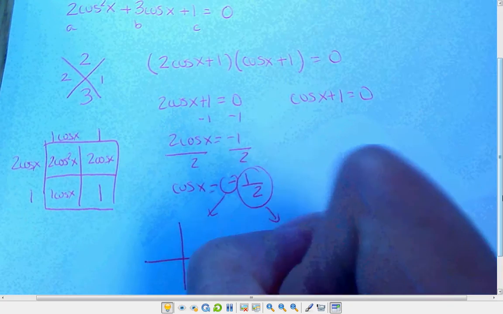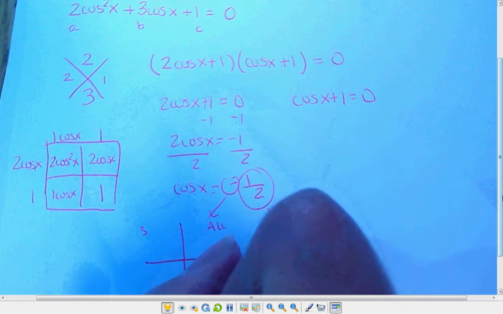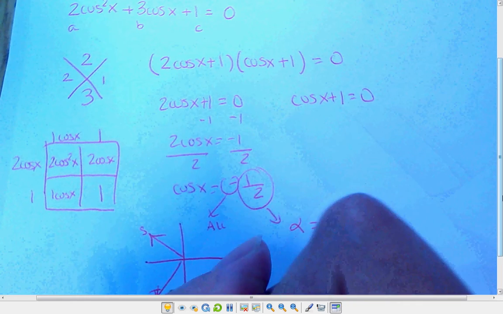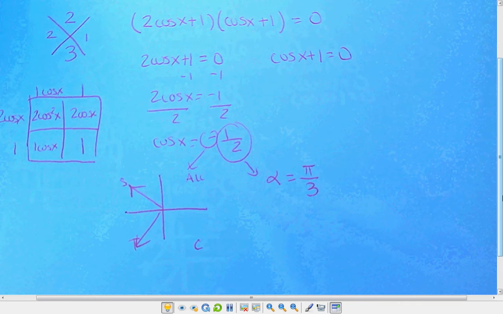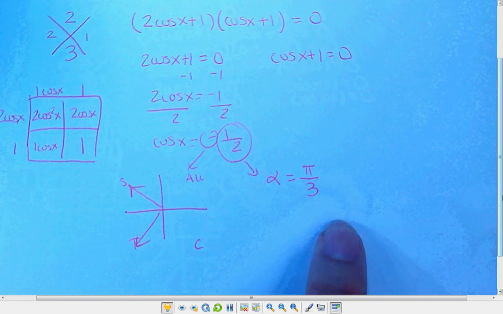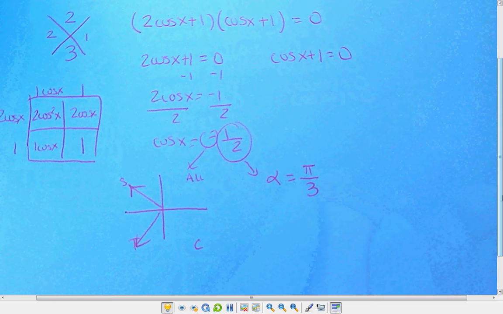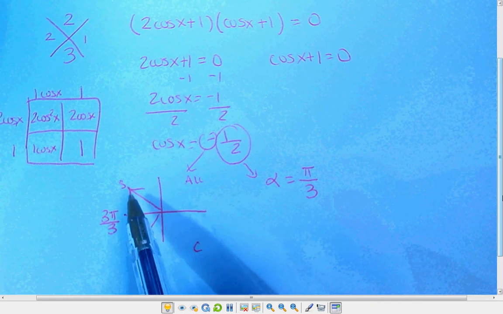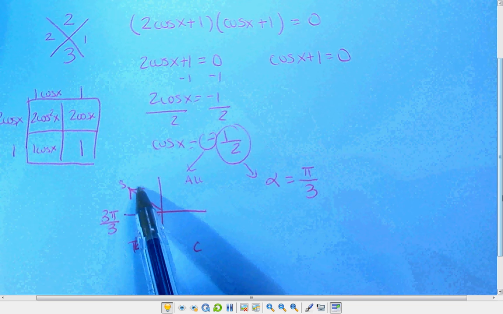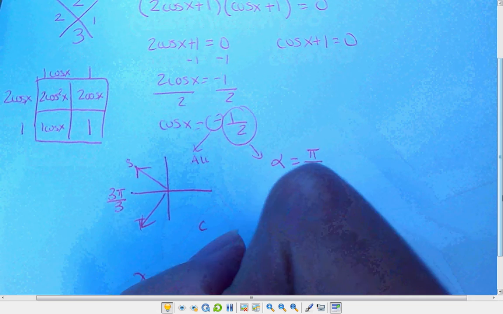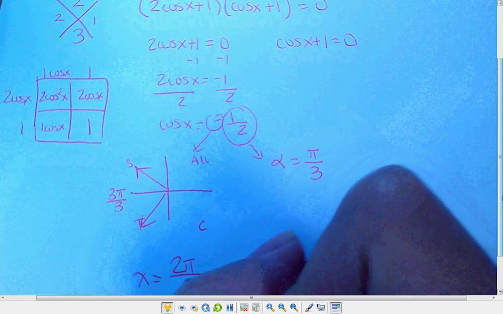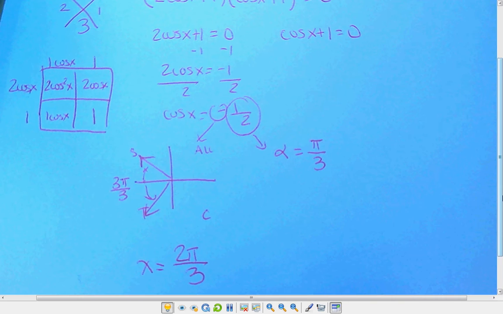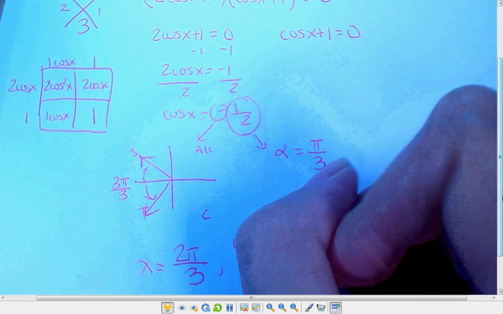Negative cosine, when I use all students take classes, cosine's negative, it's going to be in the second and the third quadrants. So knowing that I want a denominator of 3, I can rewrite pi here as 3 pi over 3. And so then if I go in the second quadrant, I'm subtracting. So one of my answers is 2 pi over 3. And then if I go in the third quadrant, I'm adding. So my other answer is 4 pi over 3.